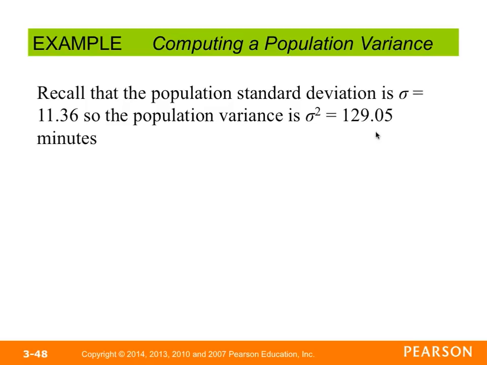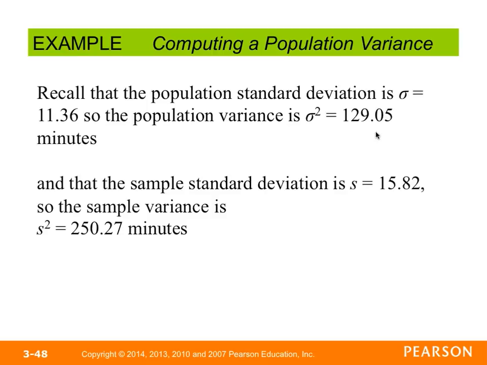Another option is you can use the standard deviation formula and then just not take the square root at the end. That will result in the same variance. Sample standard deviation that we had was 15.82, and then our sample variance is going to be 15.82 squared, which is 250.27.